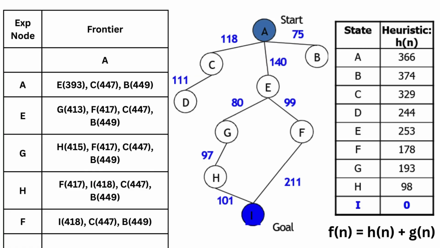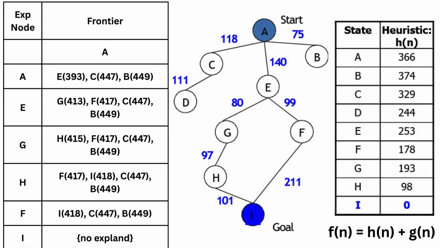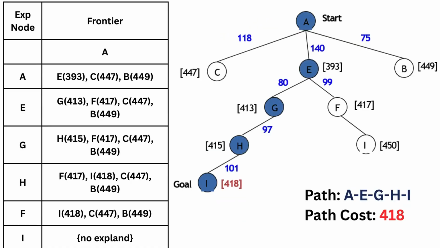So the next node in the queue is the I node. We will explore it and test if it is a goal node or not. Yes, it is a goal node. So no further expansion will take place. So the path used by the A-star algorithm to reach the goal is A, E, G, H, I, and the total cost is 418.